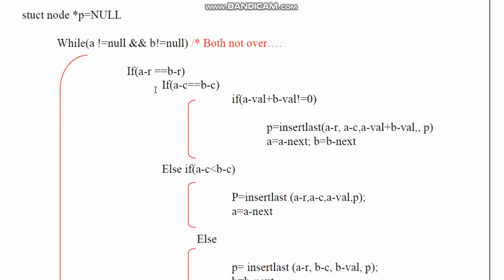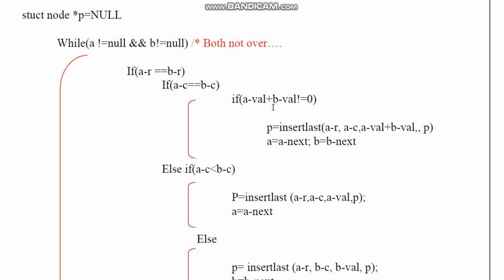Now when will there be an addition between the two matrices? It will happen only when A's row matches B's row and A's column matches B's column. So if A's row equals B's row, and the columns are equal, that means in both matrices, in the respective same positions, there are values. Then we will add A's value plus B's value.